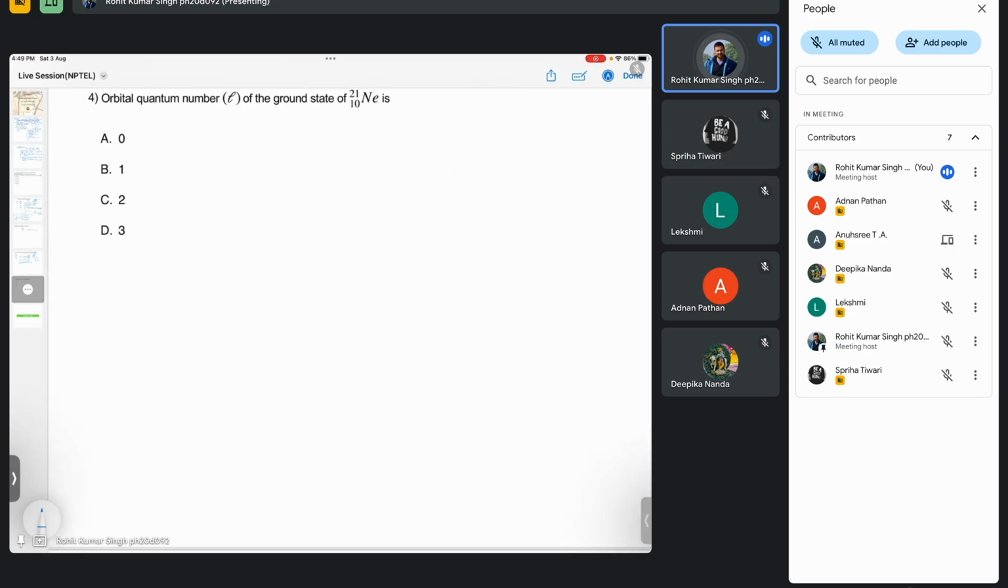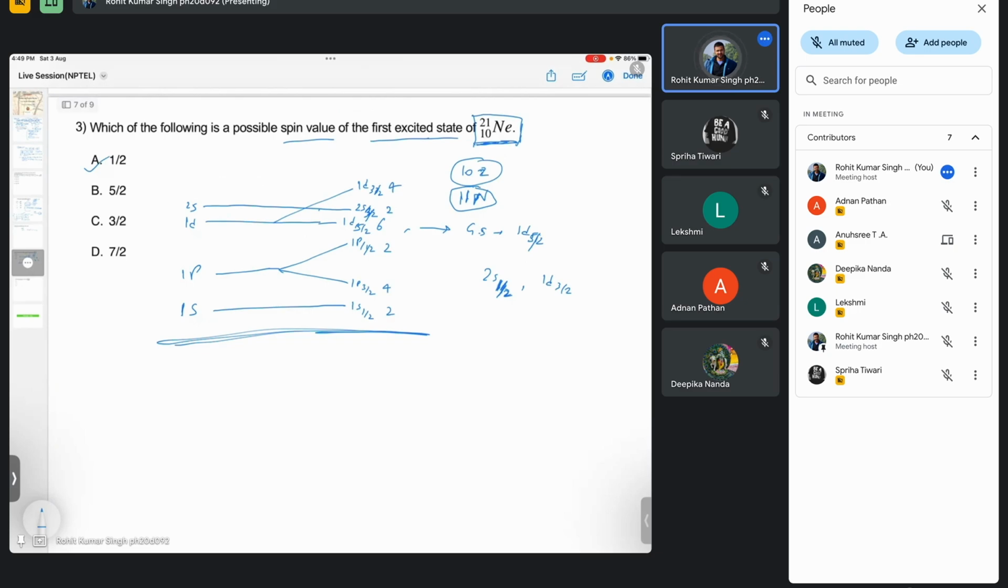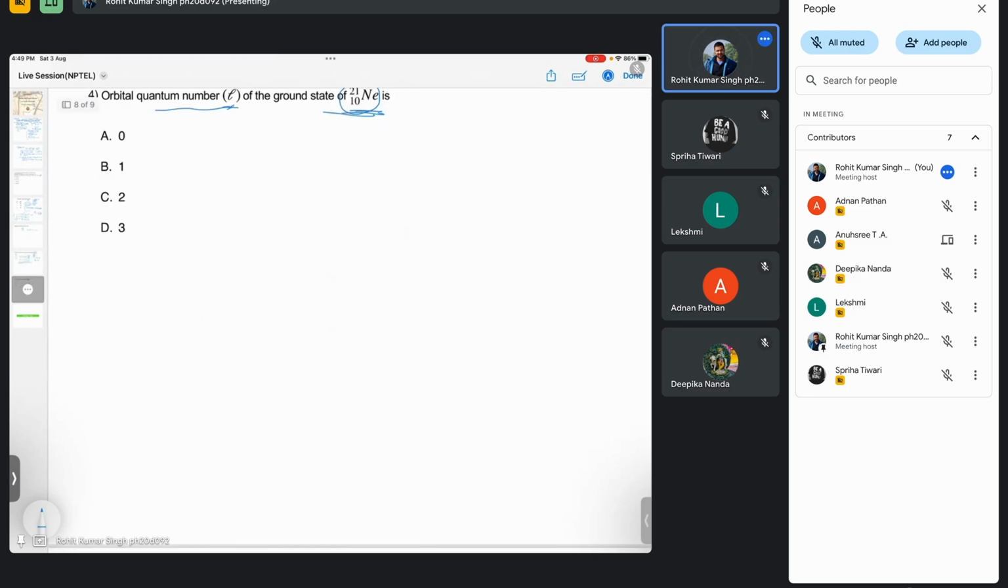Okay, so here we have to calculate the orbital quantum number L of the ground state of this same nucleus. So I think this is now again trivial, right? We just found out that L should be 2. I don't know why it is there.